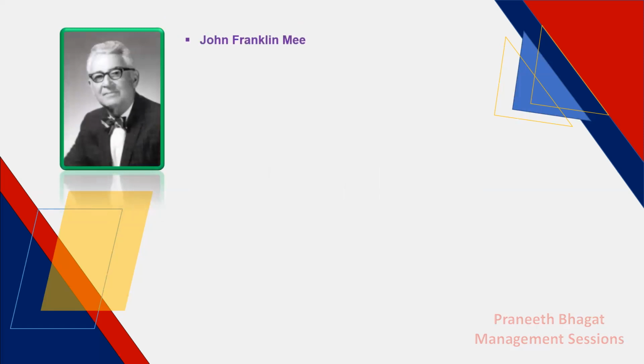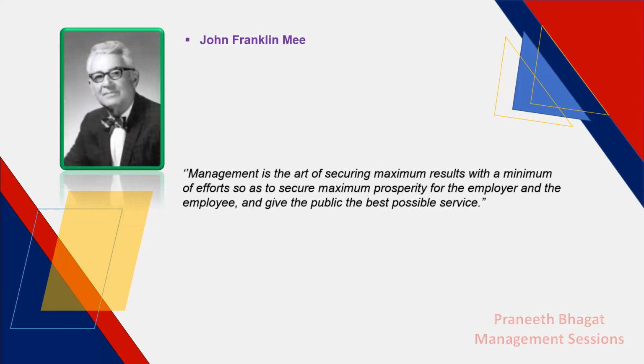Moving on, we have John Franklin Mee. J.F. Mee says that management is the art of securing maximum results with a minimum of efforts so as to secure maximum prosperity for the employer and the employee. In order to give the best possible service to the public, the team has to put in minimum effort in order to achieve a maximum output. That's what we all want. We all want to do smart work. Teams nowadays are moving towards doing very smart, efficient and effective work in order to reap maximum benefits.